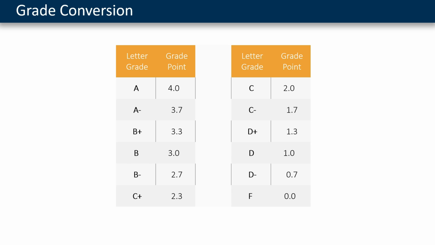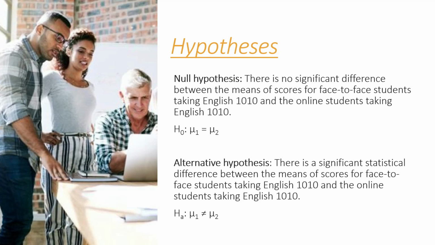So we needed to convert our letter grades into grade point values, so we pulled Snow College's standard policy for their grade conversions, and we input that data into our analysis. And our 2 hypotheses are our null hypothesis, which is that there will be no significant difference between the mean scores between face-to-face versus online. And then our alternative hypothesis is that there will be a significant statistical difference between the 2 modalities.